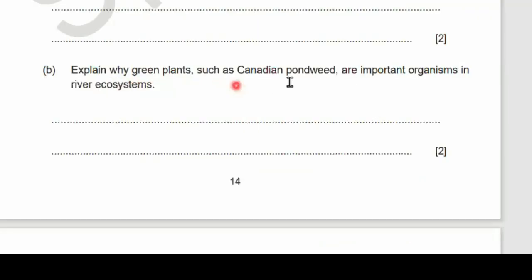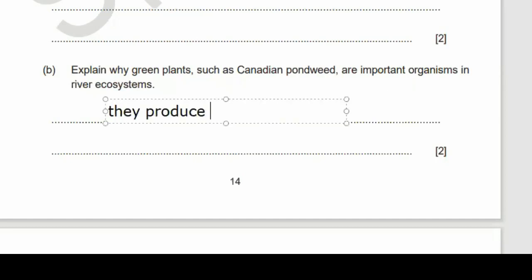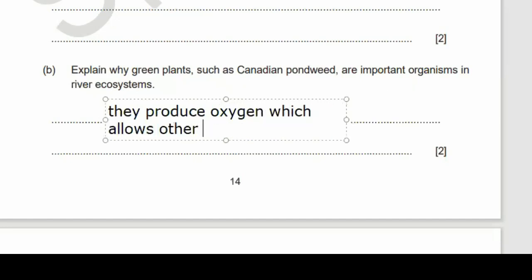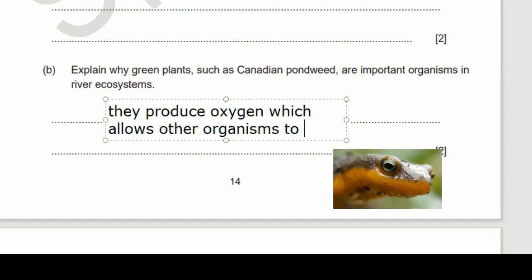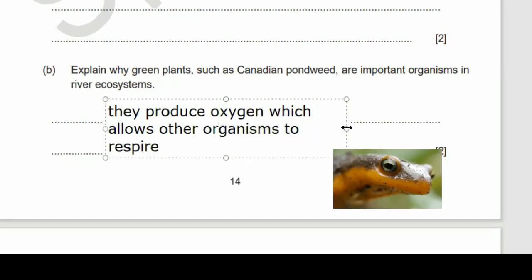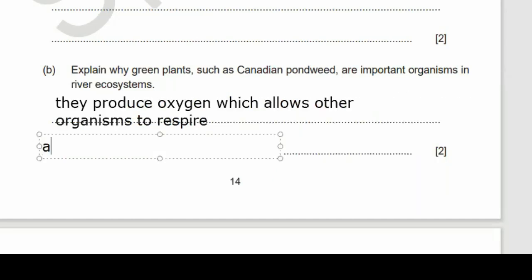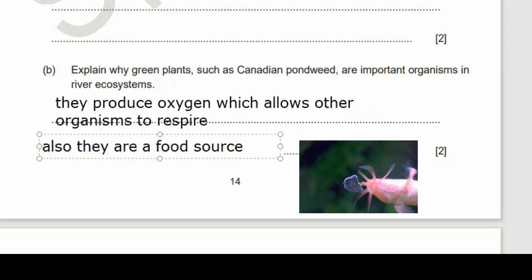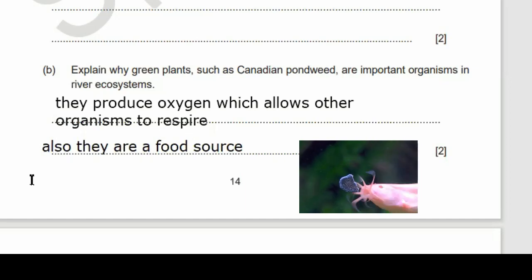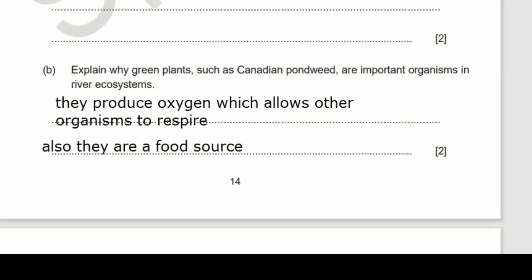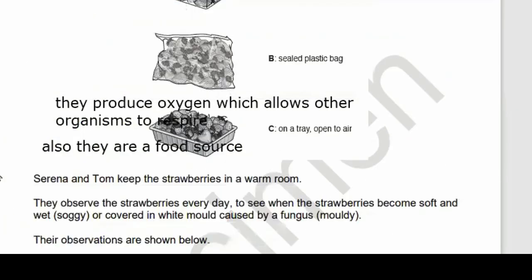Explain why green plants such as Canadian pondweed are important organisms in river ecosystems. So they produce oxygen, which allows other organisms to respire. So without pondweed producing oxygen, we wouldn't be able to get other creatures living in the water. Also, they are a food source. Remember, they're right at the bottom of most of the food chains for animals. So 2 reasons: they produce oxygen and they're there to be eaten. So super duper. Right, final question.